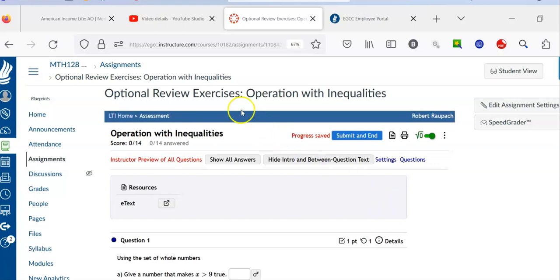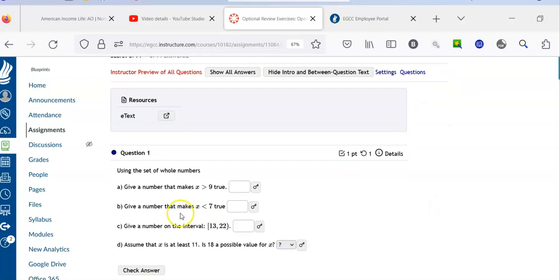Okay, I'm going to go over a short video that explains operations with inequalities. Greater than 9. In other words, it has to be greater than 9, not greater than or equal to 9. So 9 cannot be a choice. So any number you put in there above 9, not including 9. Less than 7, same thing. Any number that you put not including 7, so 6 would be fine, 5 would be fine, okay?